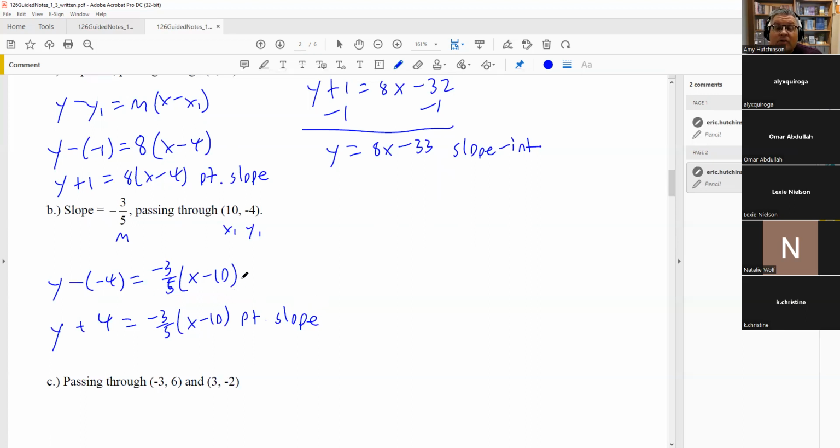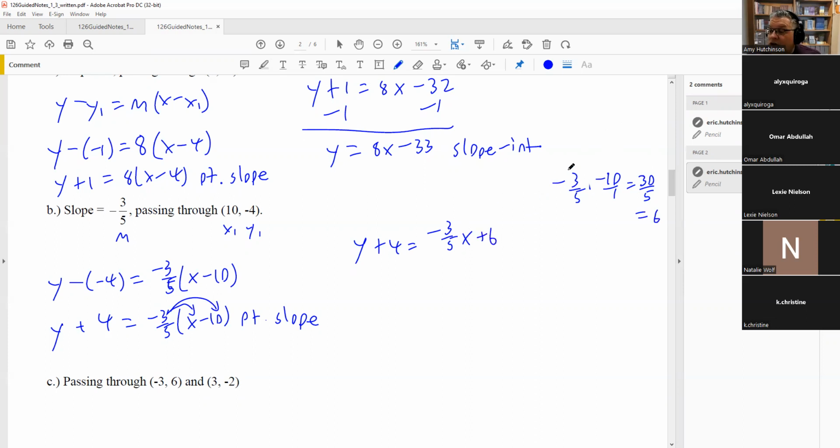If we want to get the slope-intercept form, that's where we keep going with this. We're going to take the point slope form, keep going, and solve for y. So y plus 4 is going to equal -3/5 x, and now I'm multiplying both of these here. I want to take -3/5 and multiply it by -10. Let me do that off to the side over here. -3/5 multiplied by -10, I'm going to get 30 over 5, and that is equal to 6. So when I multiply this, I'm going to get a plus 6.